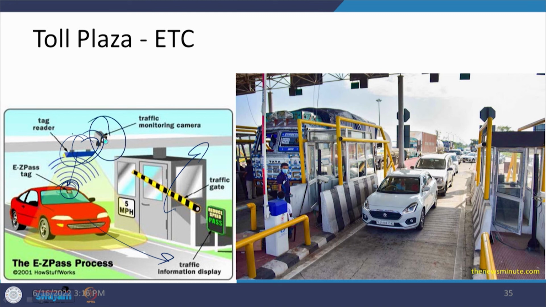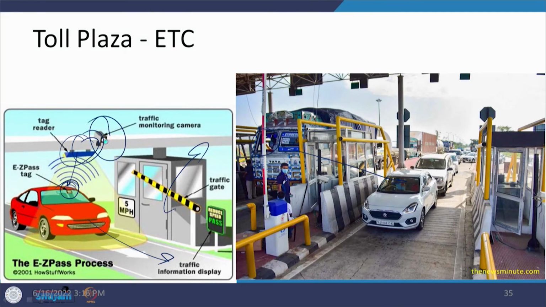At the same time, there is a CCTV camera which is recording it. In actual, you can see there is a camera here which is reading this tag, and as soon as it is read, it gets operated and the barrier which is provided is going up here. So, this is how the overall system looks like.